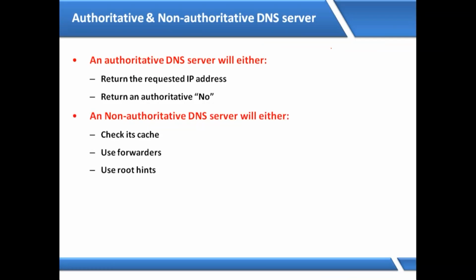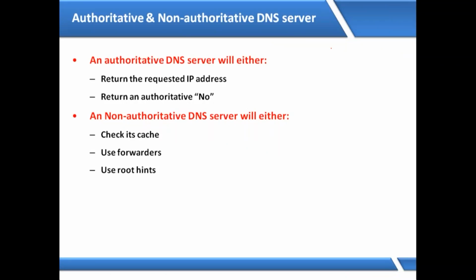Non-authoritative means if it does not know the IP, still it will try to resolve the client request by forwarding it to another DNS server, till it is able to resolve the client request. That is called a non-authoritative DNS server. A non-authoritative DNS server will not know the IP address by itself, so it will try to resolve the user request by forwarding it to another DNS server.